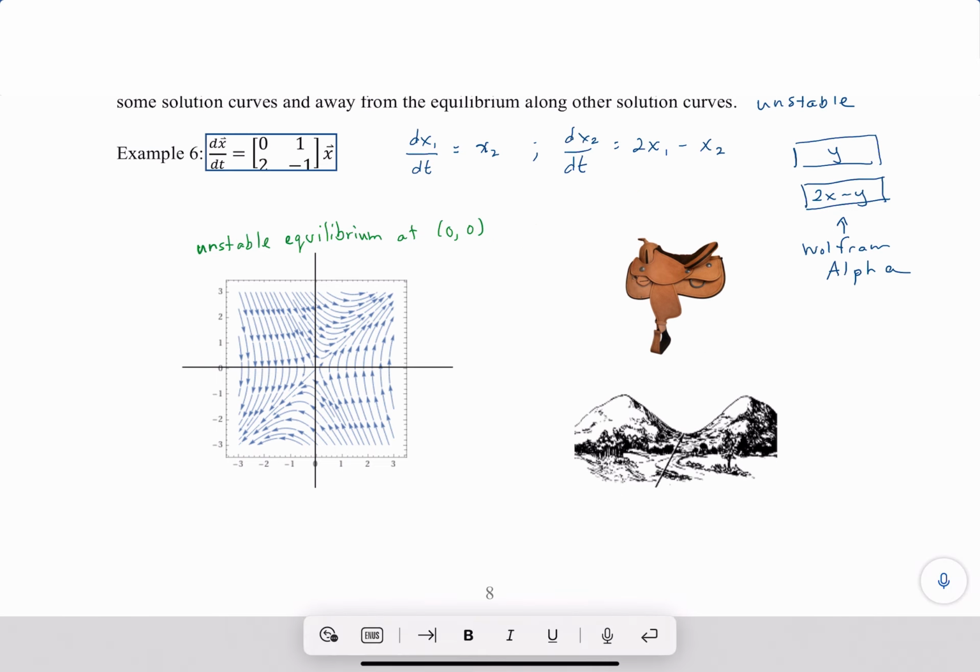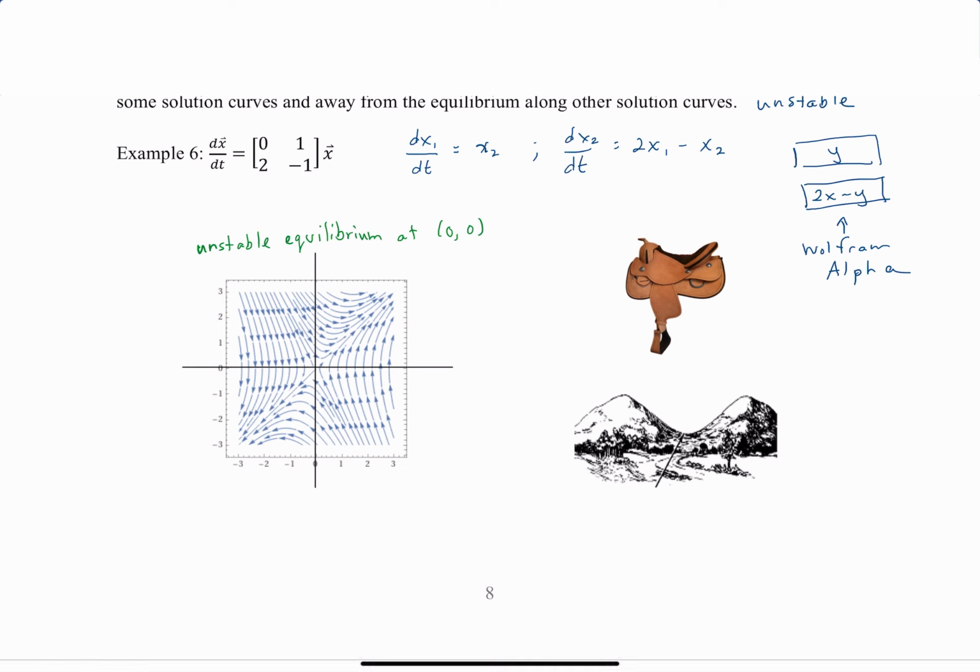Let's look at these solution curves and see if we can spot that some of them are going towards the origin and some are going away. So like this one, for example, the arrows are pointing toward the origin, whereas if you go along this way, you're going away from the origin. So if I drop my rubber ball here, the current would take it toward the origin, but if I drop my rubber ball here, the current will take it away from the origin.